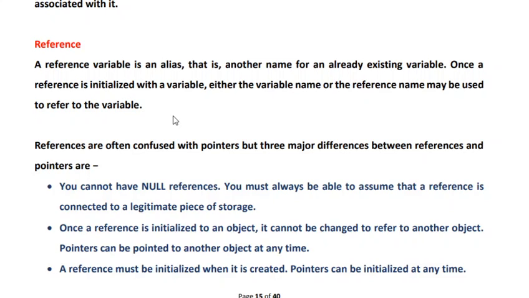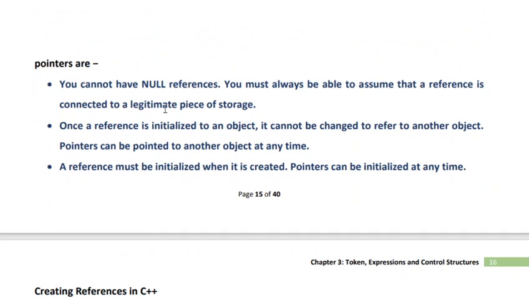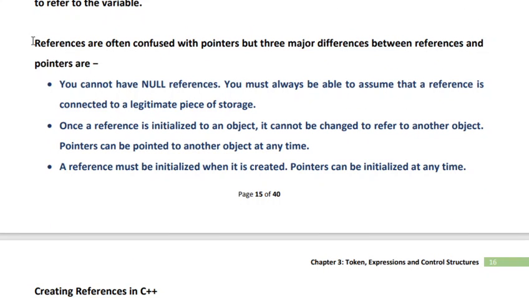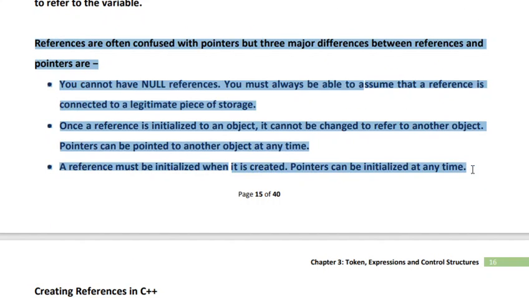A pointer can point to the address of, or can be made to point to, different variables at different points in time, whereas a reference cannot be used to point to different variables. A reference has to be initialized when it's created, whereas pointers can be initialized at a different point in time. So these are the major differences. This is one important thing that you need to remember: the major distinction between a reference and a pointer.